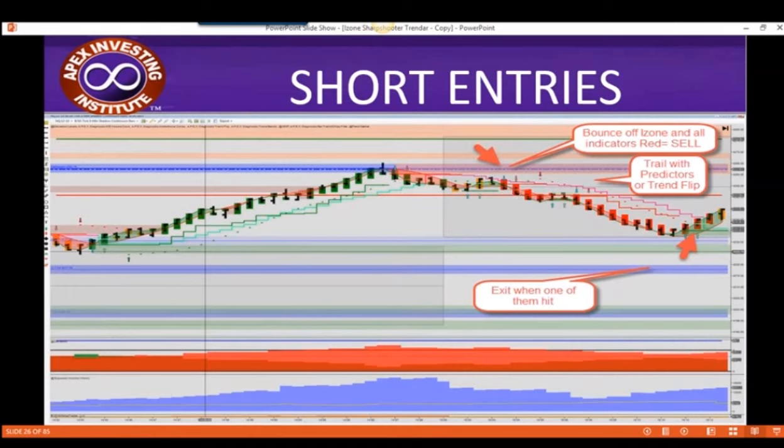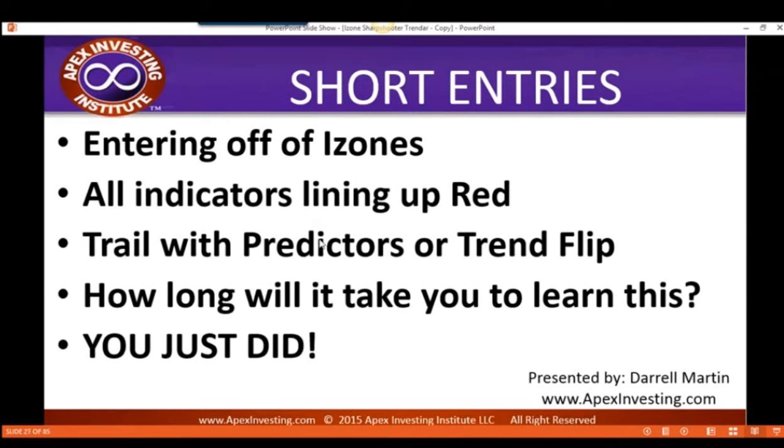Darby, you get out 3 ticks above the trend. Well, like right here, for example, Darby, when we went short, see these predictors, these little triangles right here? You see that? We're using that as our stop. Now, you could use this line here if you want. It's a little bit closer. But see how right here there's a triangle, there's a triangle, and then here's one. When the market went 3 ticks above that, we got out. That's what we're using these triangles for. Okay, so short entries: we're entering off I zones, waiting for all the indicators to line up red, and we're trailing with the predictors or the trend flip. Again, that's a short entry.